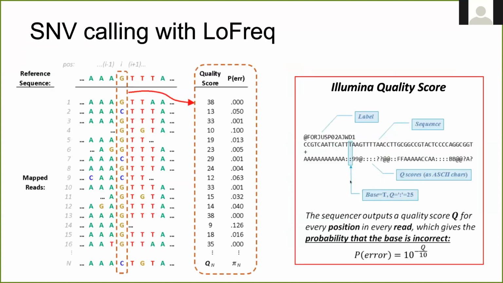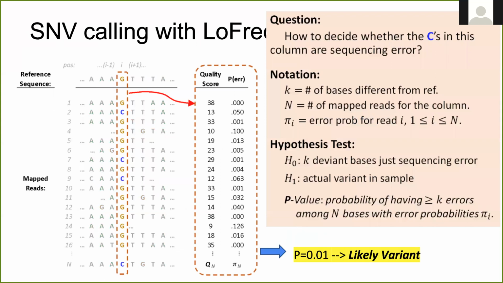So we'll run through an example of how LowFreq works. This is a column for LowFreq here, and this is the reference base G. And we have here that the non-reference base, or the variant, is C. These are just some examples of the quality scores and their conversion to error probabilities. We have this formula for converting the quality score to the error probability over here.